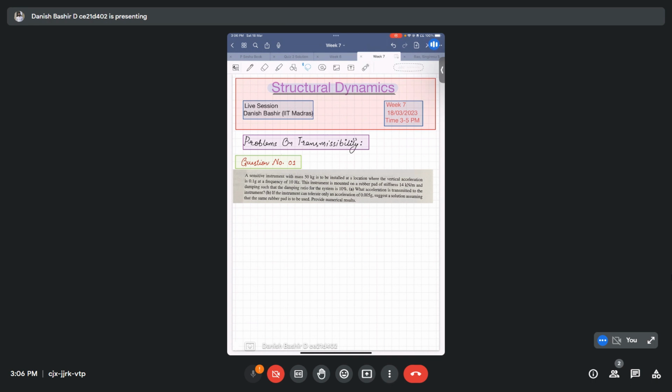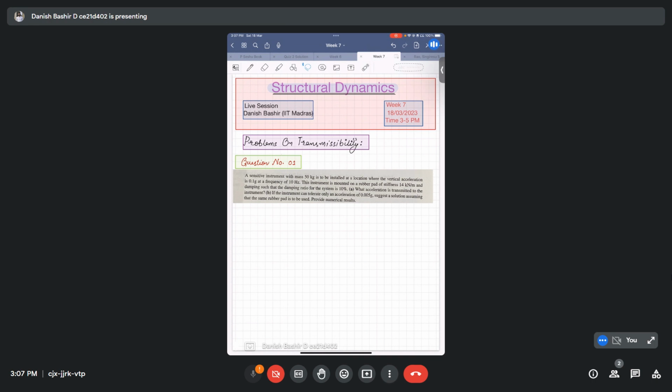So the first question for today's session is: a sensitive instrument with a mass of 50 kg is to be installed at a location where the vertical acceleration is 0.1 g at a frequency of 10 Hz. The instrument is mounted on a rubber pad of stiffness 14 kilonewton per meter and damping. The damping ratio of the system is 10%. So we are required to find the acceleration that is being transmitted to the instrument, and if the instrument can tolerate only an acceleration of 0.005 g, we have to suggest a solution.